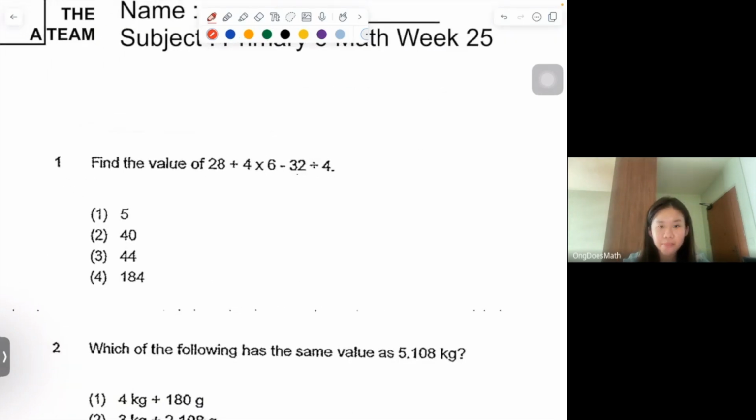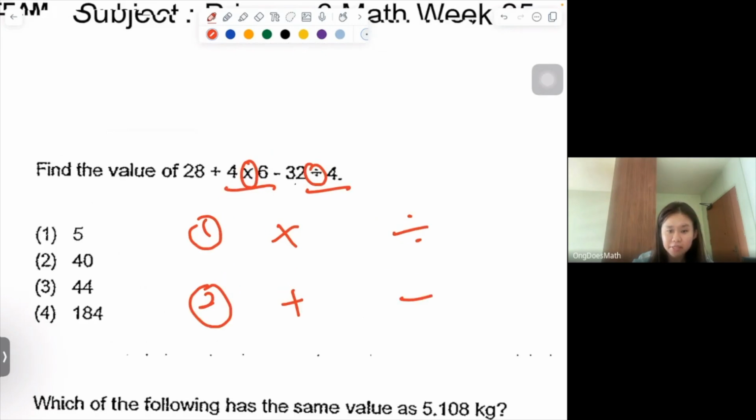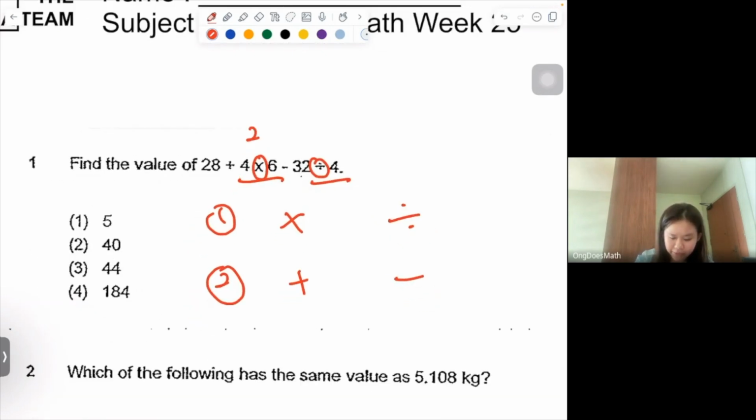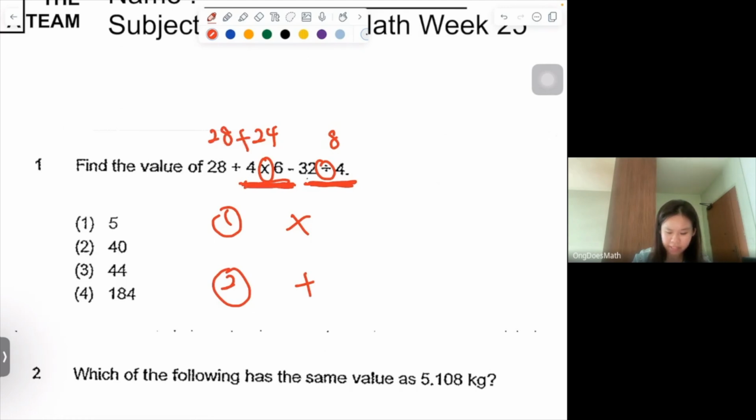So for question 1, find the value of 28 plus 4 times 6 minus 32 divided by 4. So rule of thumb is that you will always do multiplication and division first before you go and proceed with addition and subtraction. So in this case, we will do this and this first. So what is 4 times 6? You're right, it is 24. And what is 32 divided by 4? You're right, it is 8. Okay, so now we'll fill in the rest of the numbers. So we'll bring down the 28 plus this equates to 24 minus this equates to 8.